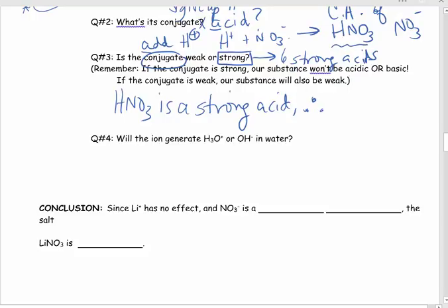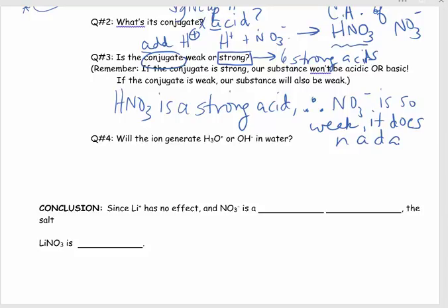Therefore, that's what this symbol means. Therefore, NO3 minus is so weak, it does nothing. Or nada in Spanish. Okay, so it does nothing. It doesn't act as an acid. It doesn't act as a base. It does neither thing. So will the ion generate H3O+ or OH- in water? The answer this time is not one of these. It's no, it won't. It's too weak to do anything because its conjugate is so strong.